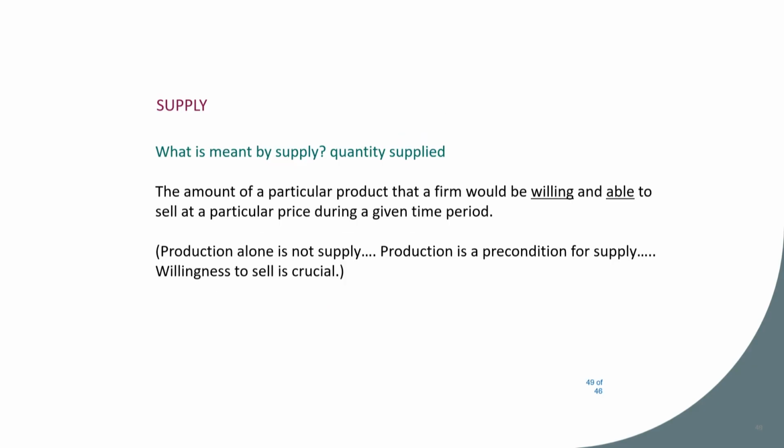Our discussion about supply is going to be much simpler, since we already discussed the demand concept thoroughly. So what is meant by supply here? Just like quantity demanded, here it means quantity supplied. Quantity supplied means the amount of a particular product that a firm would be willing and able to sell at a particular price during a given time period.